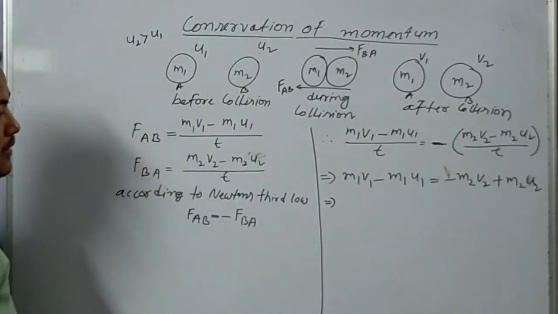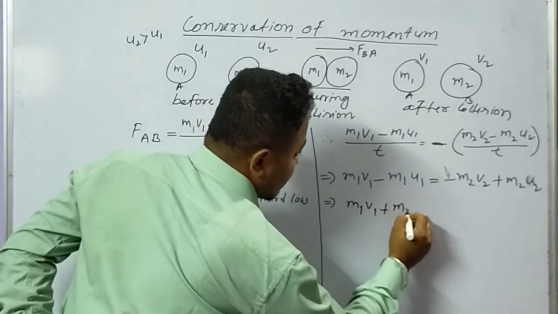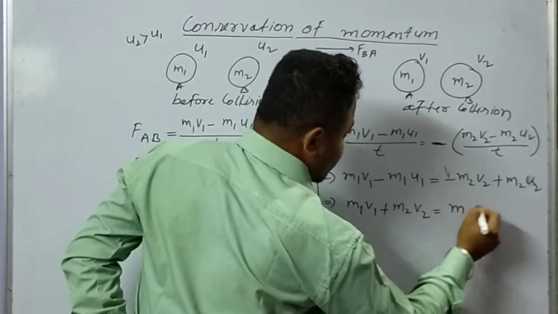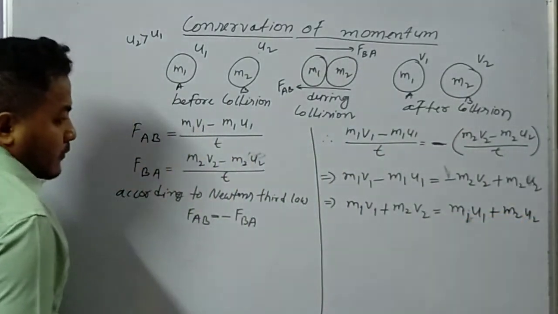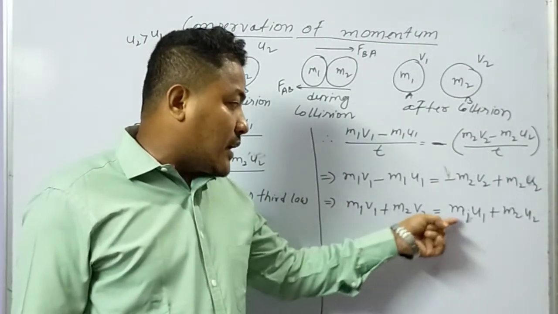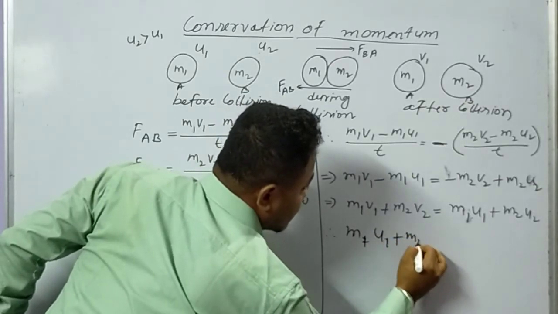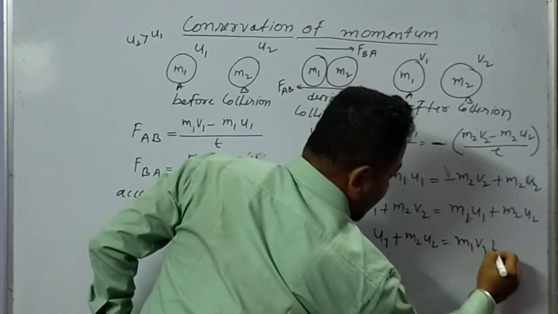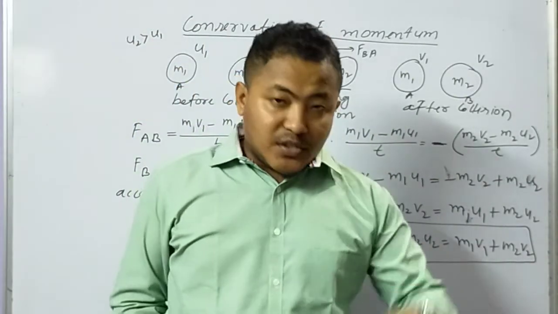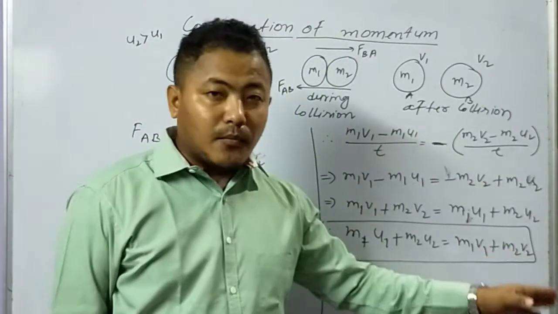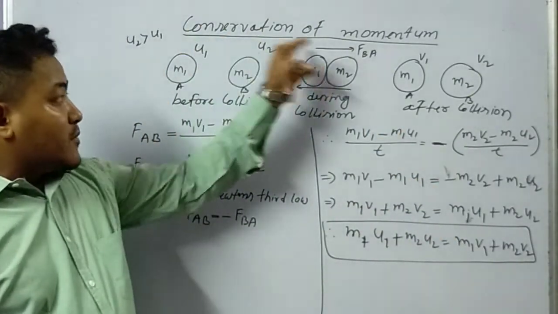Now if I further simplify, if I bring these things together, m1 v1 plus m2 v2 is equal to m1 u1 plus m2 u2. So you can write, therefore, m1 u1 plus m2 u2 is equal to m1 v1 plus m2 v2. So we have found that the total momentum after collision is equal to the total momentum before collision. That means the momentum is conserved. There is no change in momentum after collision and before collision. This is the proof of conservation of momentum.